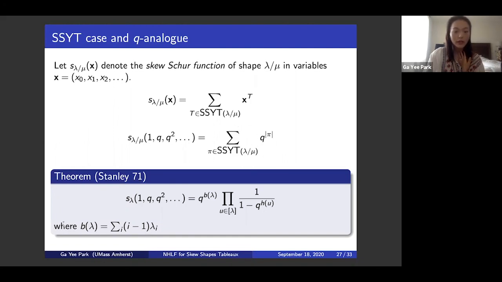And Stanley came up with a q-analogue version of the hook length formula here. There's a little extra factor here, b of lambda, which is just the sum of i minus 1 times lambda sub i.